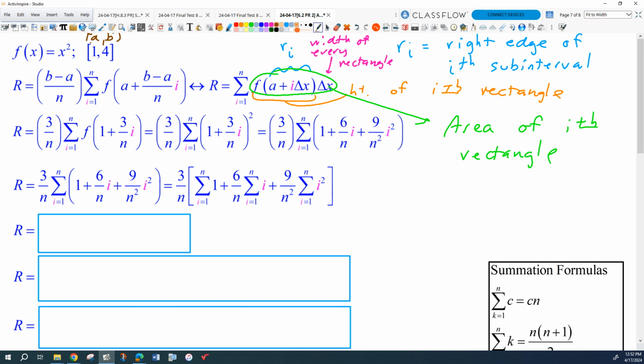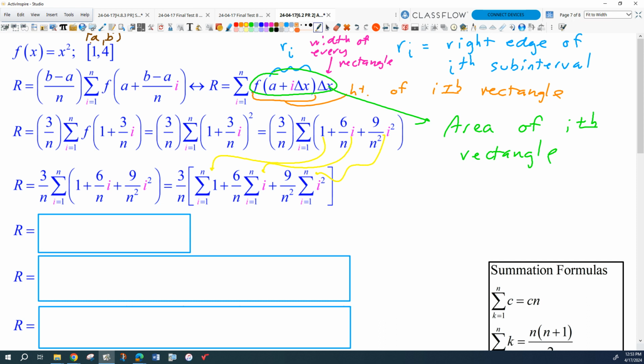We know that our function f in this case is just x squared, right? So what if we square that out? If we square out that binomial, it gives us that trinomial. And then we just broke it into 3 separate sums. So we summed up the first term, we summed up the second term, and we summed up the third term separately, right? Make sense? Okay.